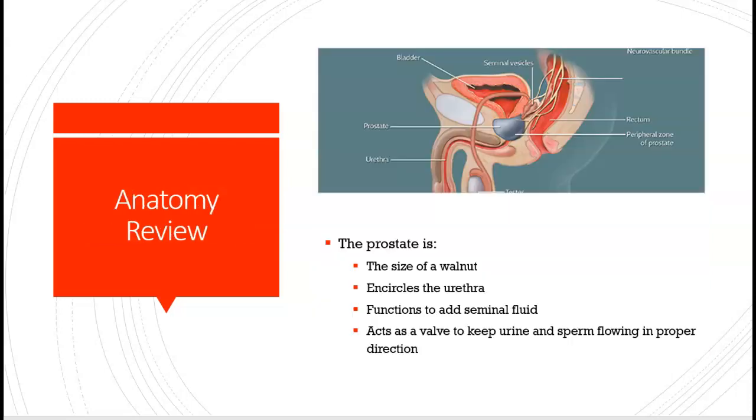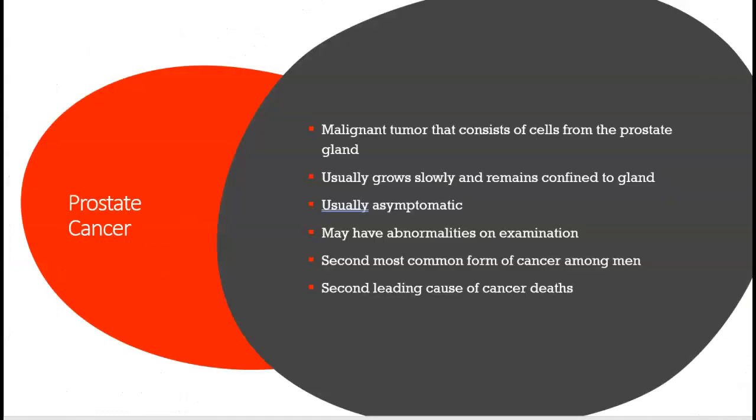So let's just do a little bit of an anatomy review. The prostate is the size of a walnut. It encircles the urethra. Functions to add seminal fluid. Acts as a valve to keep urine and sperm flowing in the proper direction. So you need to know that anatomy to be able to understand why some of the issues that prostate infections and stuff cause, why it causes that.